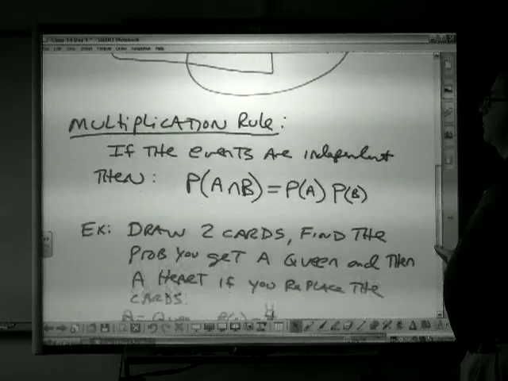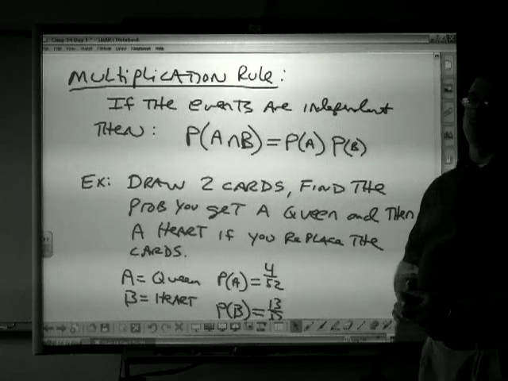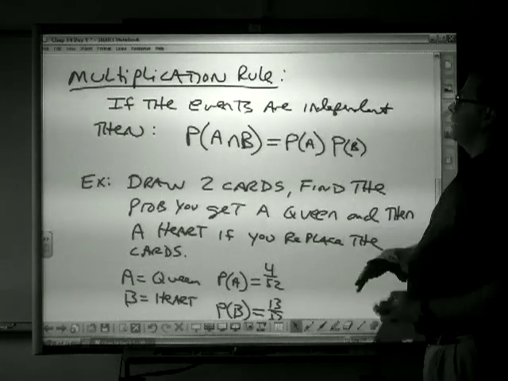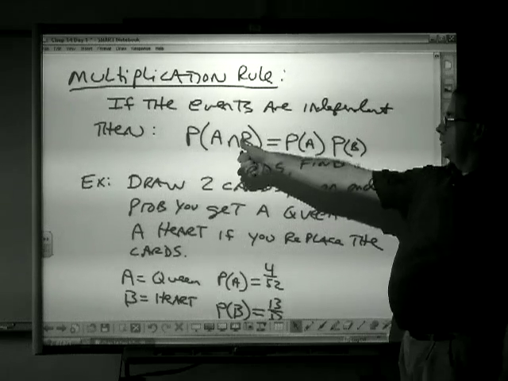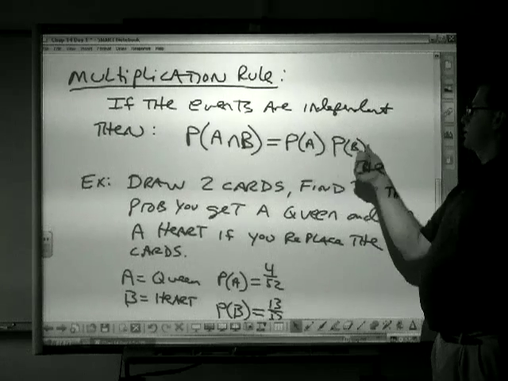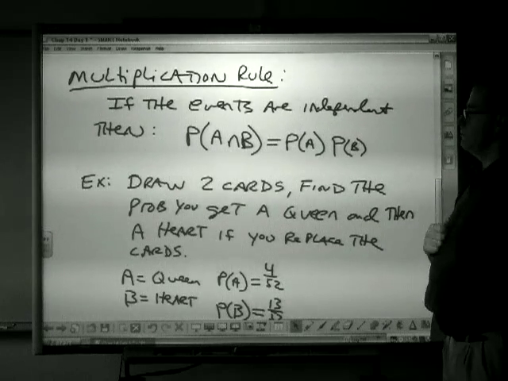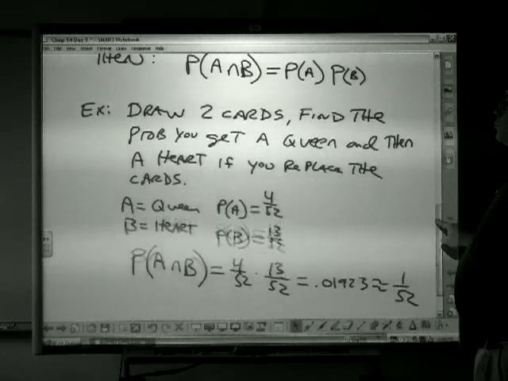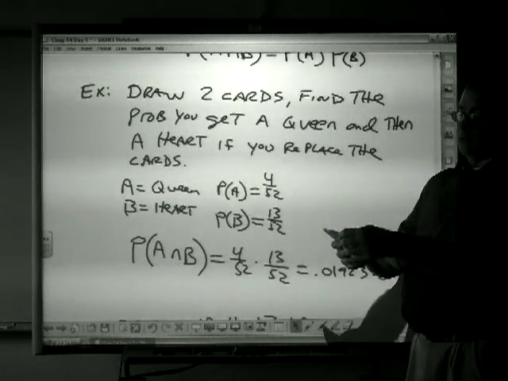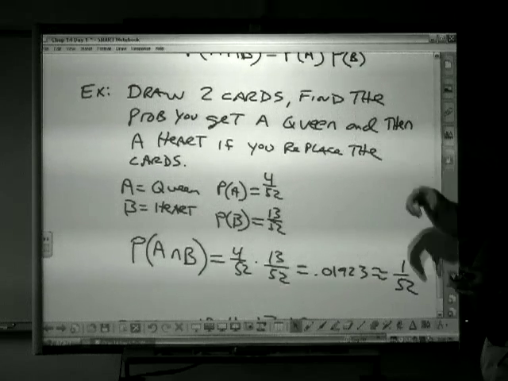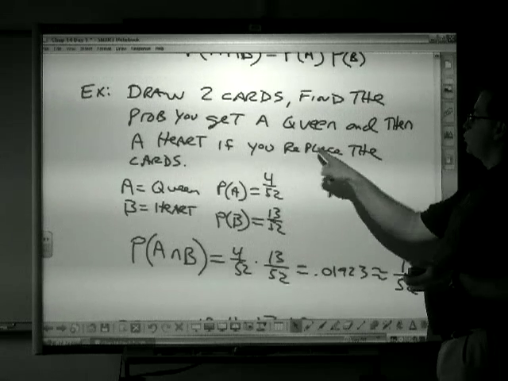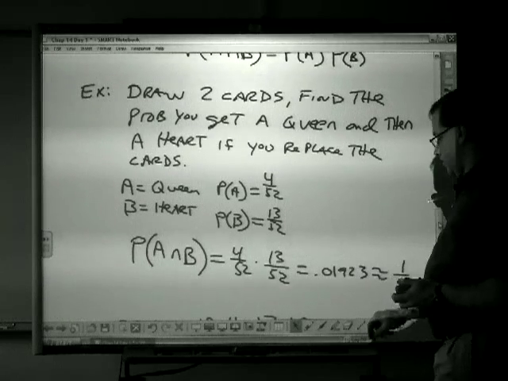Something else we're going to talk about is the multiplication rule. All right? If events are independent, then the probability of A and B happening is just the product of those two happening. Okay? So, draw 2 cards from the deck. Pick 2 cards. All right? Find the probability you get a queen and then a heart if you replace the cards.